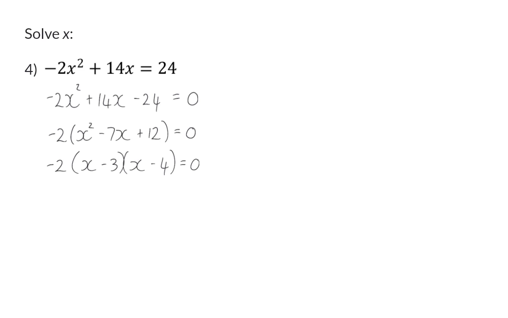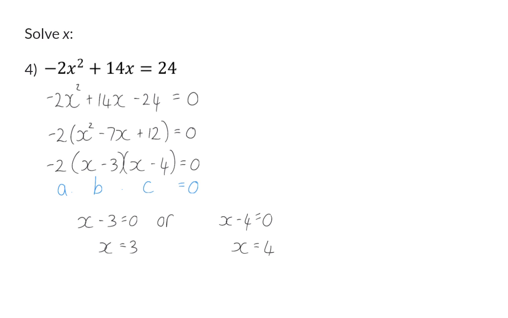And now the equation is written in the form a times b times c equals 0. So any of these factors can be equal to 0. The first factor of minus 2 cannot be equal to 0. So I'm only going to use the second factor, x minus 3 can be 0, or x minus 4 can be 0. And this means that x is either equal to 3 or equal to 4.